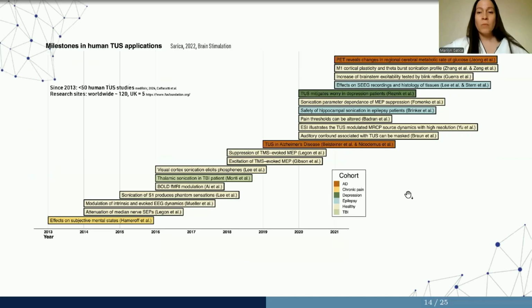And to mention some of the milestones of ultrasound stimulation, the low intensity transcranial ultrasound stimulation, meaning you are not doing any burn in the tissue, is a reversible process. This started in 2013 in humans. And up to 2022, you already have different analyses in healthy population, epilepsy, depression, chronic pain, and so on. And up to 2024 in this review, they reported that we have less than 50 human studies, but this is growing really fast.